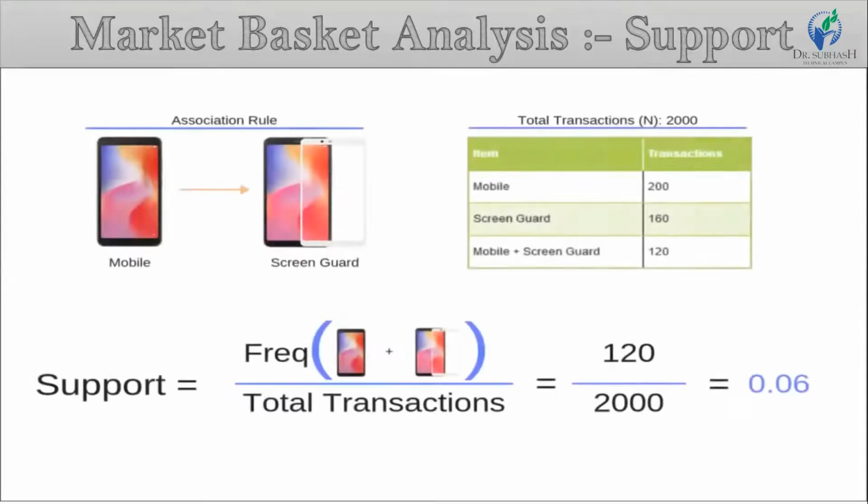So, in our example, the mobile phone and screen guard transaction occurs 120 times and the total number of transactions is 2000. Put those values in the equation of support. So we find that the answer is 0.06. So we can say that the support of mobile phone and screen guard is 0.06.